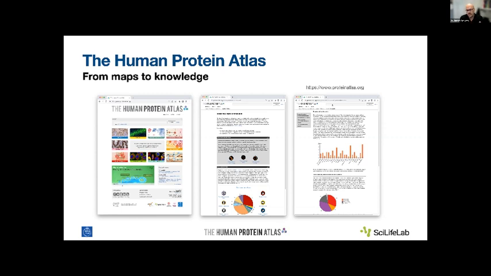Hi, Johan. Excuse me. Are you changing the slides or still using the same slides? Which slide do you see? We are watching the Human Protein Atlas from maps to knowledge. So this slide did not change. Yes, I'm still here. Okay, good. I will move on soon.